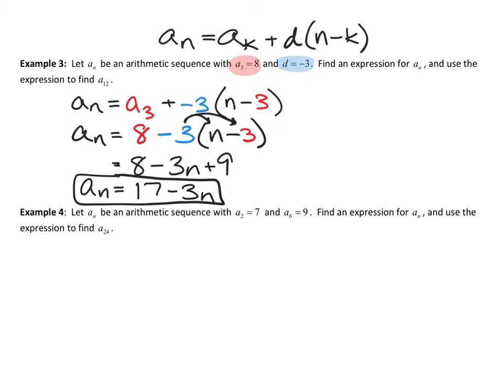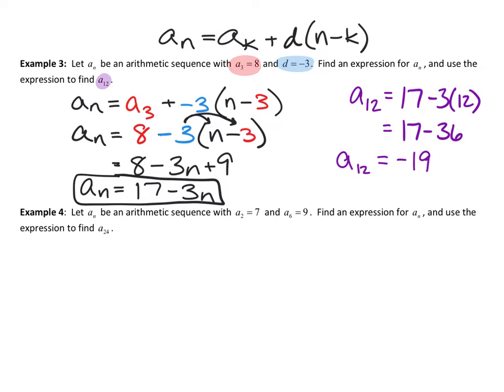We're going to go on and we're going to use this to find a sub 12. Well, if I want to find a sub 12, it's telling me to plug what number in to my sequence? 12. Okay, easy. 3 times 12 is 36, so 17 minus 36, that's negative 19. So we would get that a sub 12 is equal to negative 19. We'd have a coordinate point in the sequence if we were plotting it, air quotes coordinate point, I mean it's a coordinate point, of 12 comma negative 19.